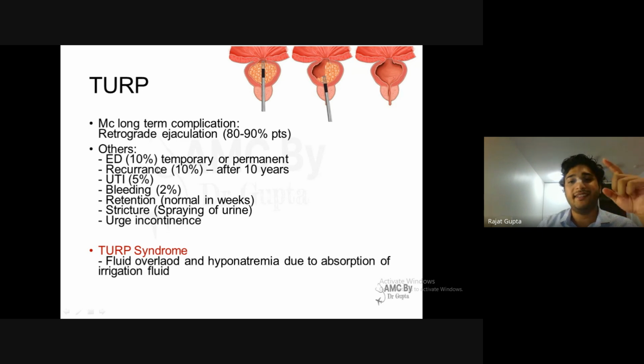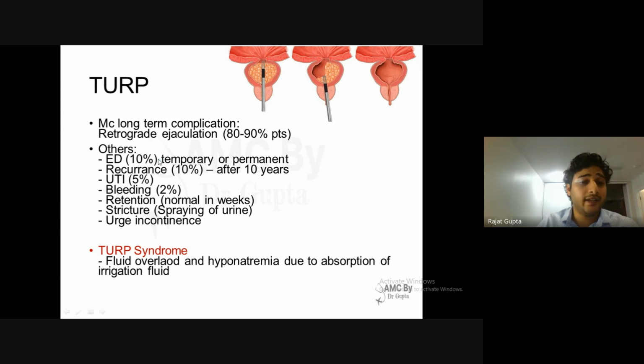You have to memorize these complications. Not all of them, but what questions they are going to ask from this slide is: the patient had TURP, what is the long-term complication? Long-term, the most common complication is retrograde ejaculation, in 80 to 90% of patients. The other complications are erectile dysfunction, which can be temporary or permanent. There can be recurrence in 10% of cases after 10 years. So this is also a complication, but it is just in 10% of cases, while retrograde ejaculation is in 80 to 90% of patients.